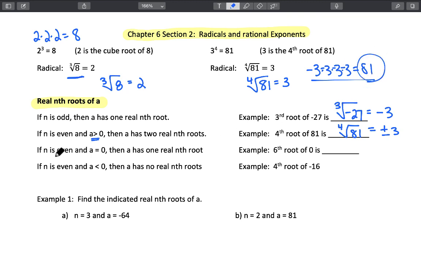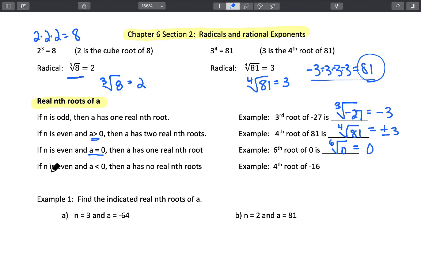Next up, if n is even and a is equal to 0, then a has one real nth root. The example here is the sixth root of 0. What do you multiply by itself 6 times in order to get 0? Well, you guessed it, it's just 0.